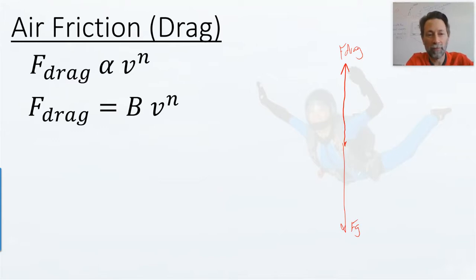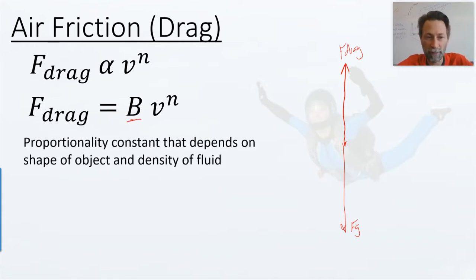The way we get rid of that proportionality is to add a constant. In this case, that constant I'm going to call an uppercase B, and it's the proportionality constant that depends on the shape of the object and the density of the fluid. We'll talk about that a little bit later when we get to the end of the lab, where we can plug in and determine, well, what is this B value? And if we determine the shape of our coffee filter and the density of the air that the coffee filter is flowing through, we can see how close we were on that B value.